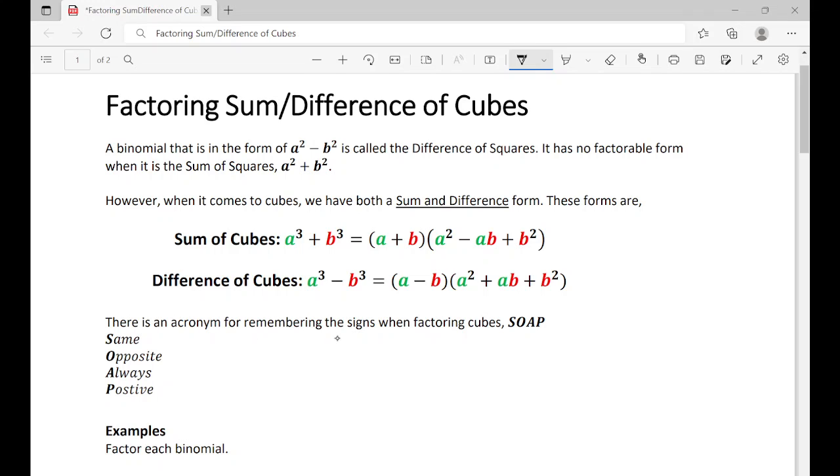The acronym for remembering the signs when it comes to factoring cubes is SOAP: same, opposite, always positive. So if the sign is plus, it's same, opposite, always positive. If it's a minus, it's the same, opposite, and always positive.